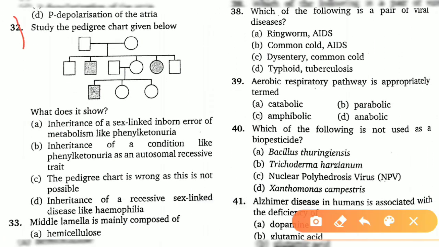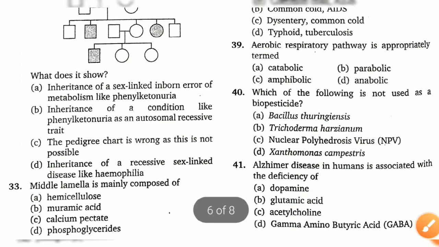Now 32nd question. Study the pedigree chart given below. What does it show? Inheritance of sex-linked inborn error of metabolism like phenylketonuria. Inheritance of a condition like phenylketonuria as an autosomal recessive trait. The pedigree chart is wrong as this is not possible. Inheritance of a recessive sex-linked disease like hemophilia. So the answer is inheritance of a recessive sex-linked disease like hemophilia.